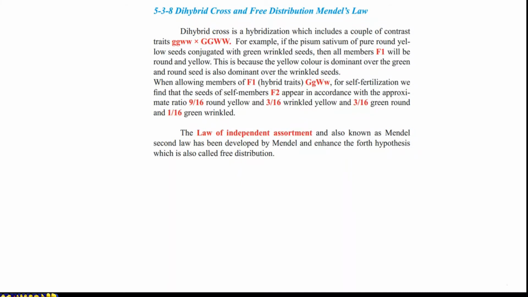Dihybrid cross and free distribution law of Mendel. Dihybrid cross is hybridization which includes a couple of contrasting traits.